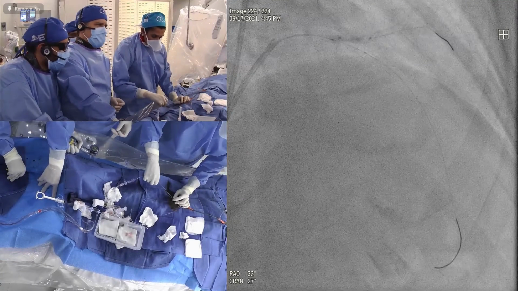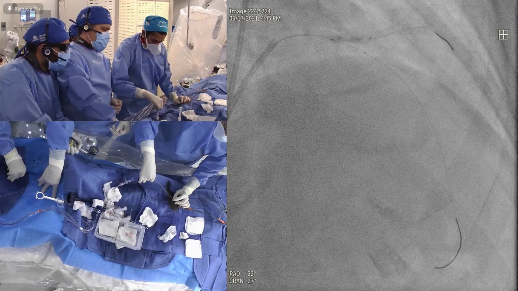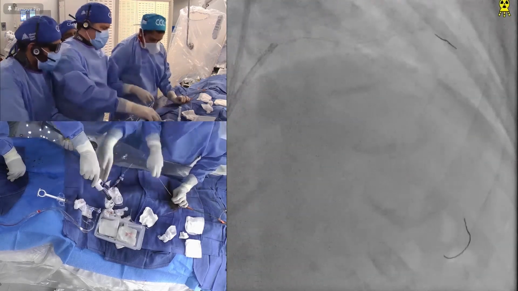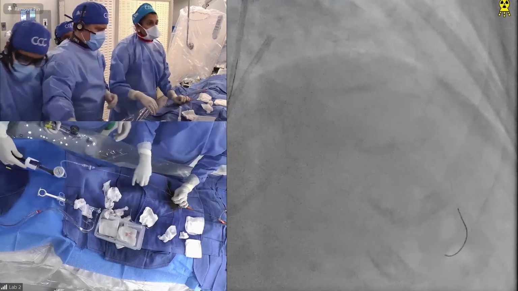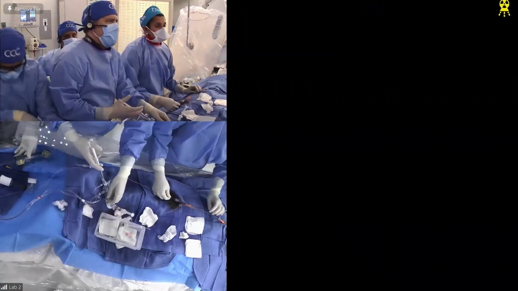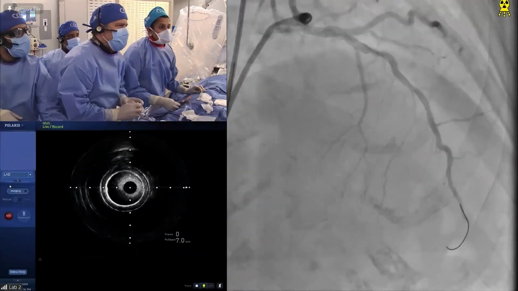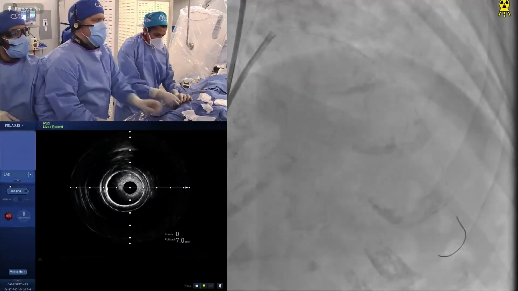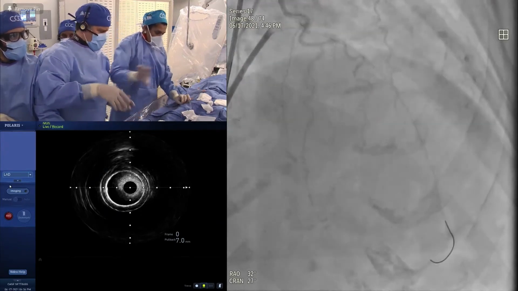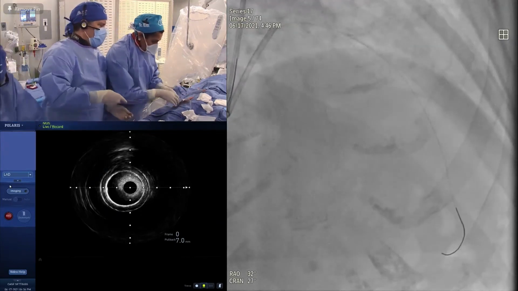We'll do IVUS of the main vessel, and then we end right on the dot. Let's see how it looks angiographically. Can you take a picture? Nice. Good. Okay, get the IVUS quickly, and then we have to go rapidly.